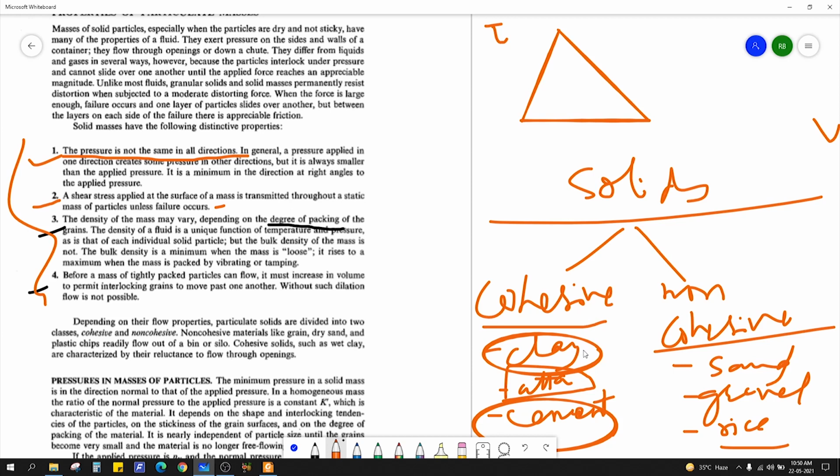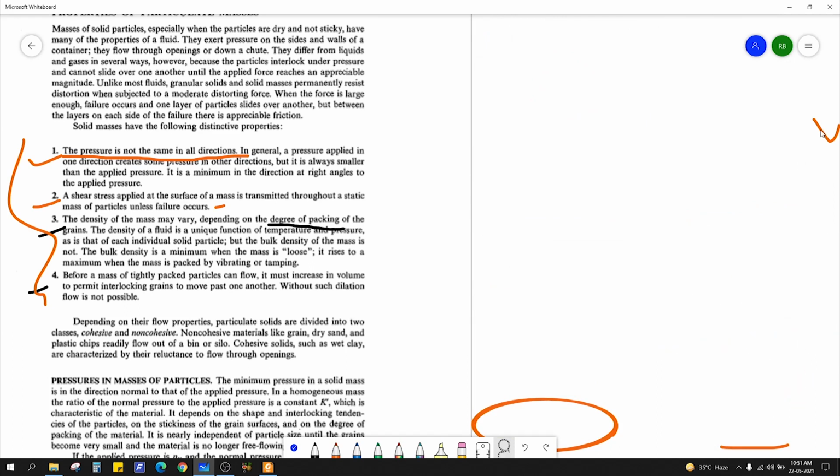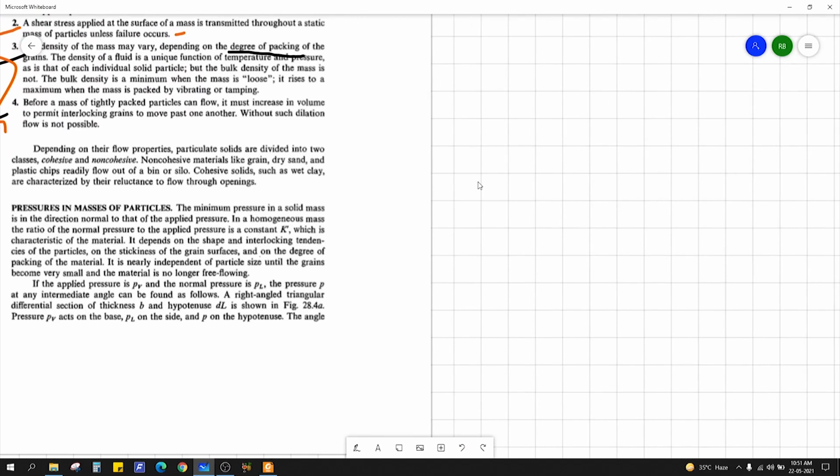Okay. Now next, let's study if I apply a pressure, then what will be its pressure value at 90 degrees or at any angle theta. In case of liquids and gases, I already told you, if you apply a pressure P, then it will be the same at right angles, in all directions. But in case of solids, it's different. In fact, it's less than the applied pressure. So let's see that.